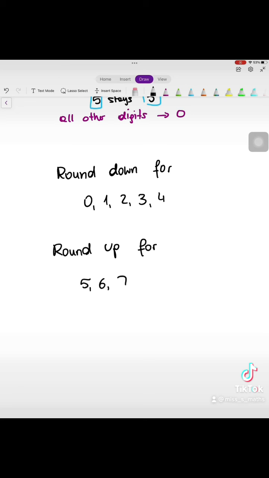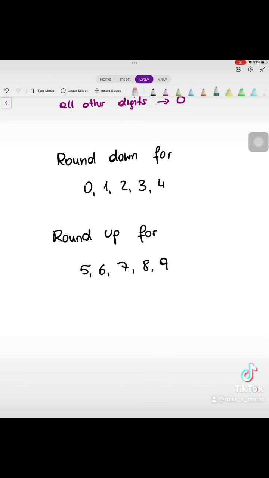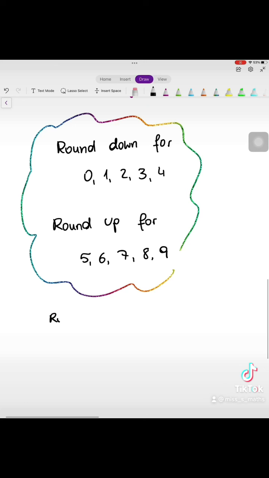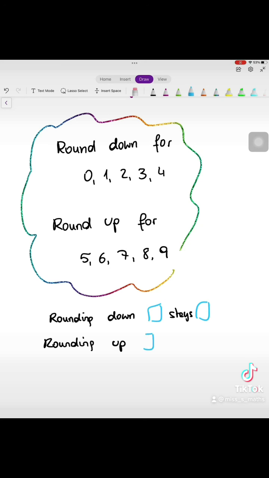Now let's summarize the basics. We have to round down for a 0, 1, 2, 3, or 4 behind the box, and we have to round up whenever there's a 5, 6, 7, 8, or 9 behind the number in the box. When we're rounding down, the number in the box stays the same. When we're rounding up, the number in the box turns from one number to the next higher.